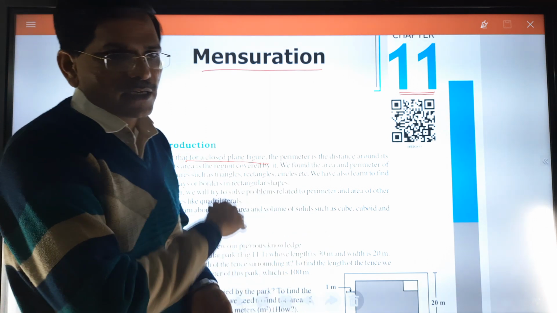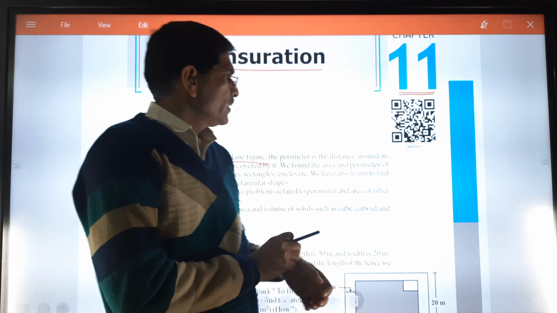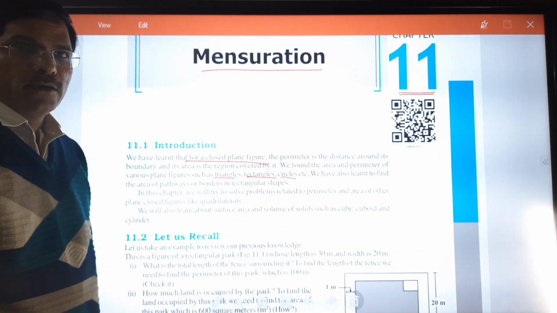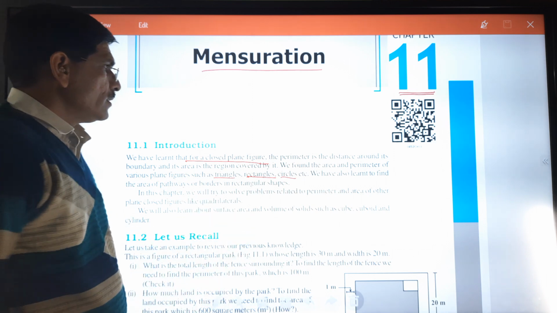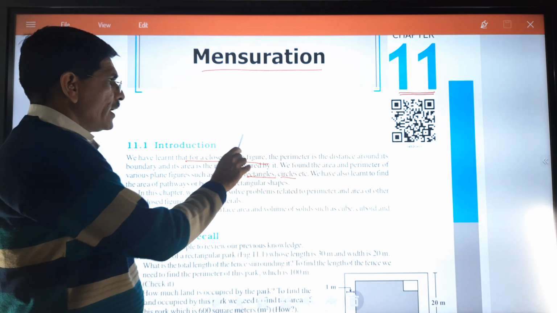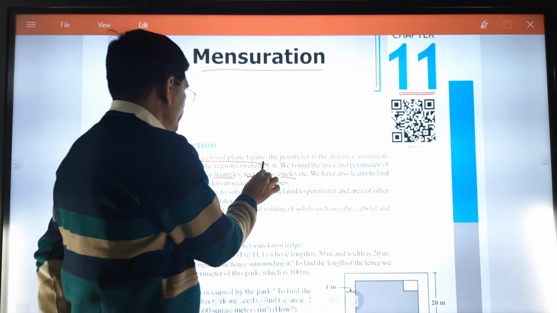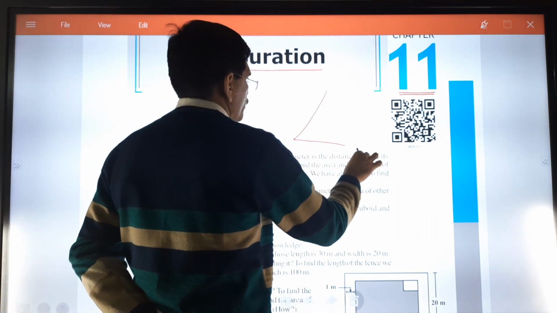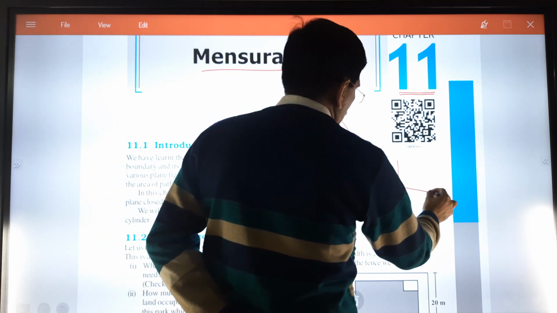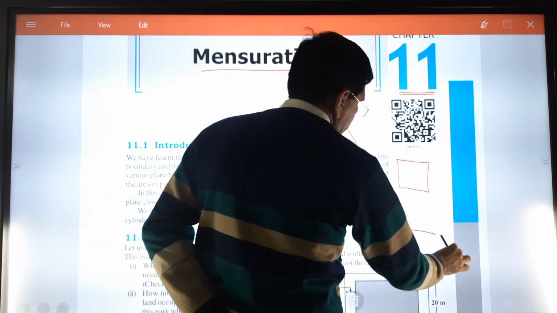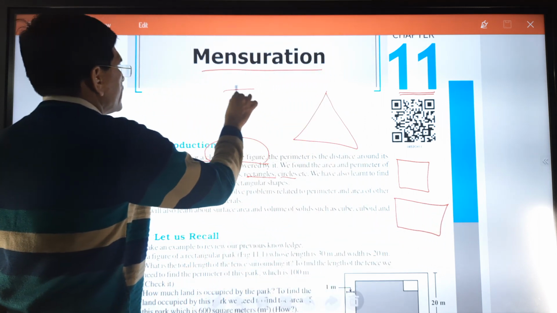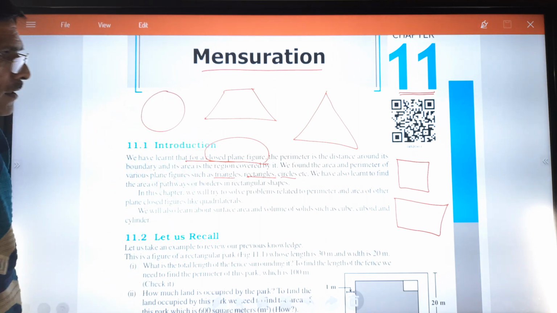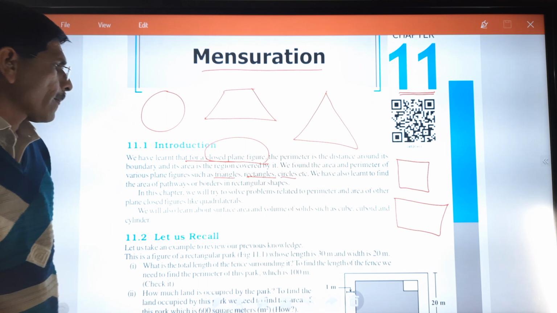Mostly we have discussed in earlier chapters which are the closed plane figures. We can say rectangle, triangle, circle, square. These are all related to closed plane figures. What is the definition of a closed plane figure? We start from a point and come back to it, so we can say it is a closed plane figure. So these are all closed plane figures.